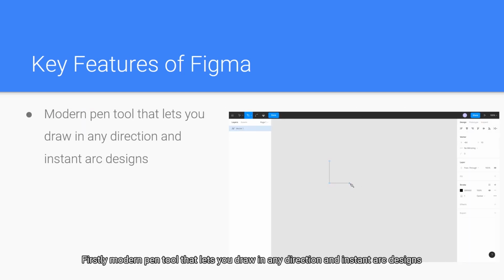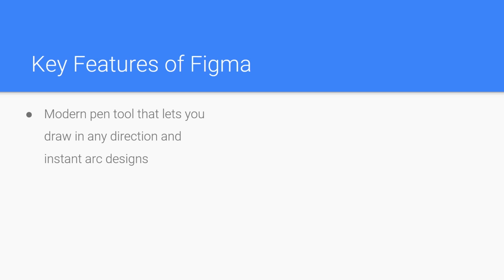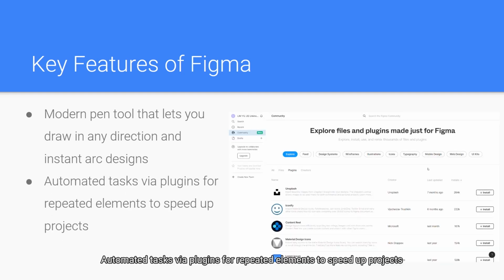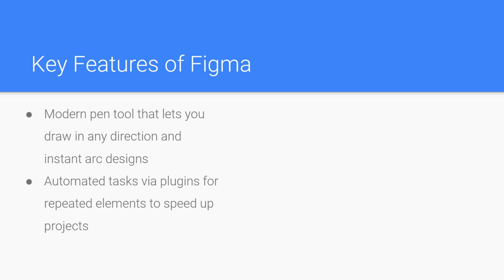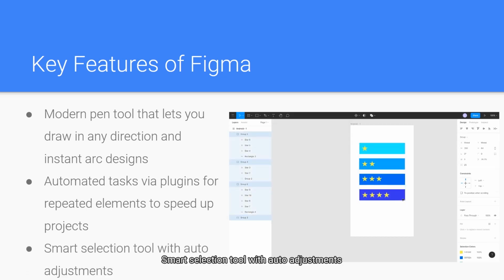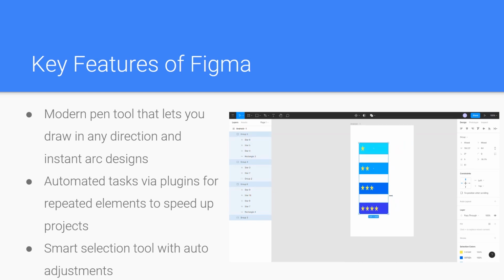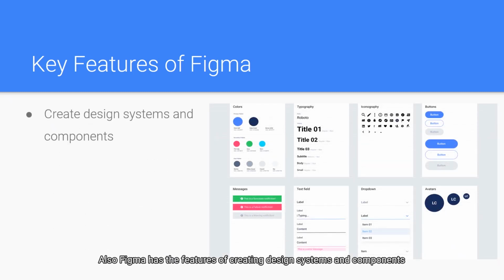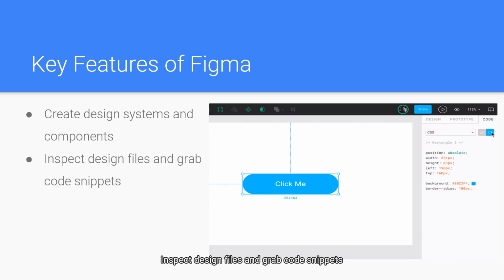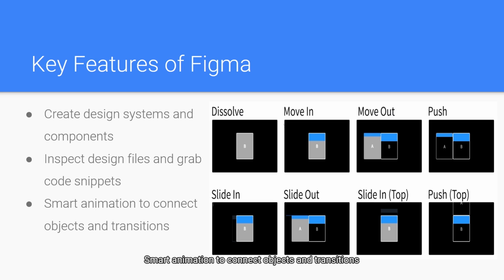Firstly, a modern pen tool that lets you draw in any direction and create instant art design. Automated tasks via plugins for repeated elements to speed up projects. Smart selection tool with auto adjustment. Also, Figma has features for creating design systems and components, inspecting design files and grabbing code snippets, smart animation to connect objects and transitions, and so much more.